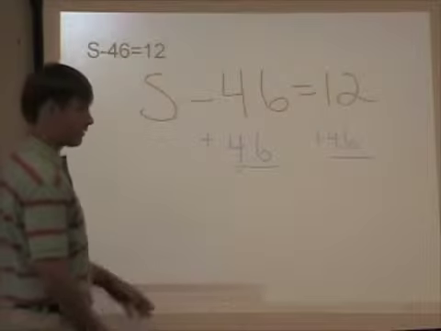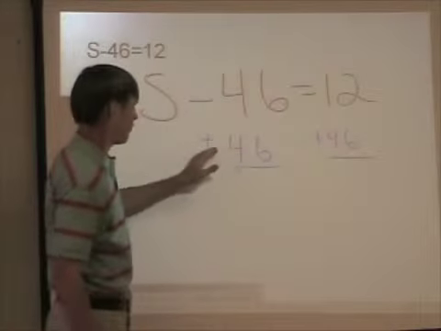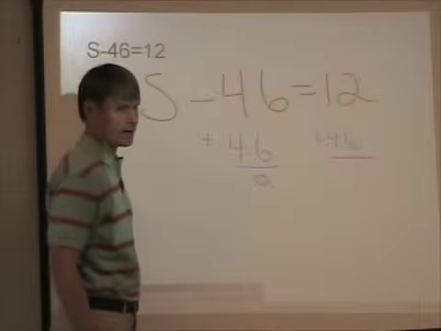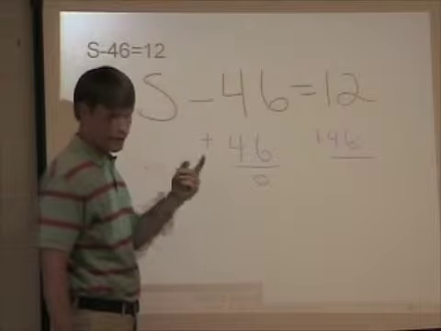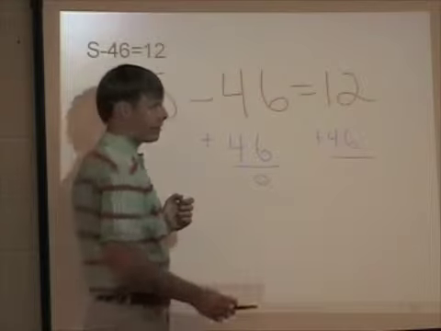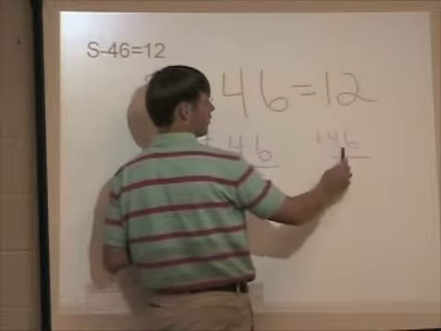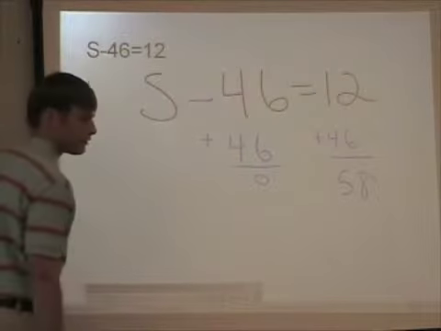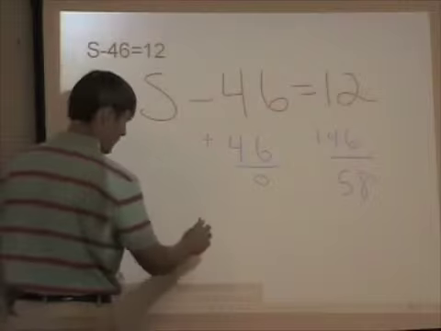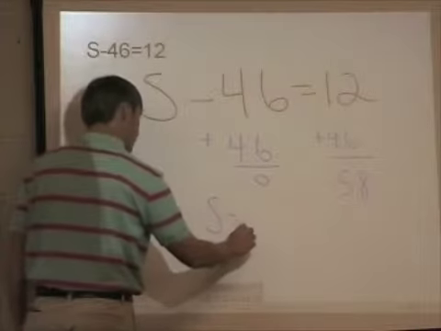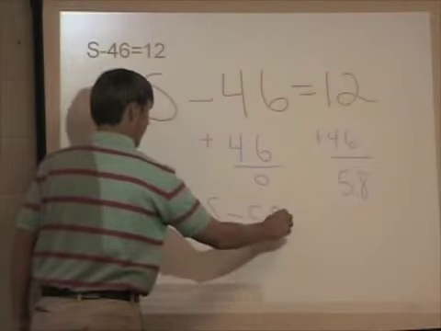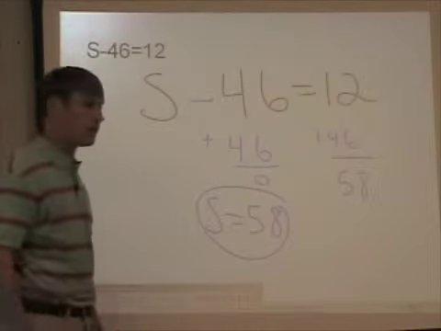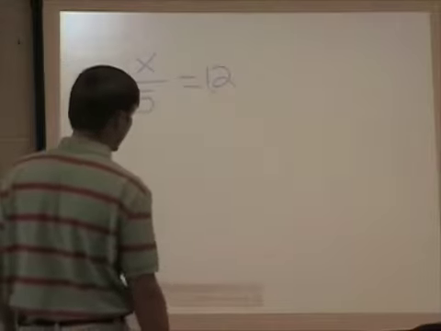Now, look at this. What is negative 46 plus 46? 0. Remember, negative and minus, same thing. Now, what is 12 plus 46? 58. So now, what is my answer? S equals 58. That's your answer. Now, I'm not going to check it, but I expect you to check it every time when you're home.